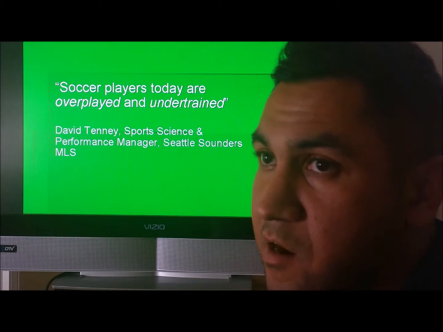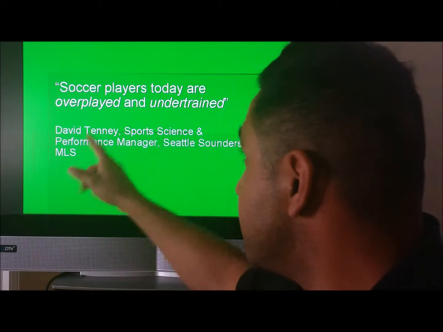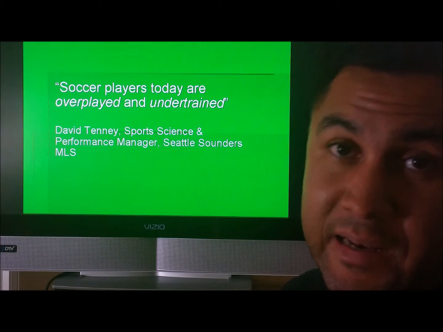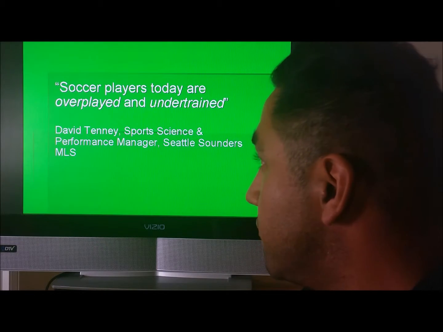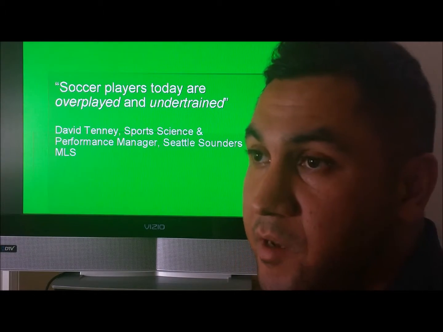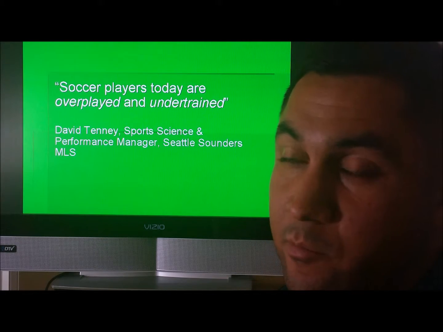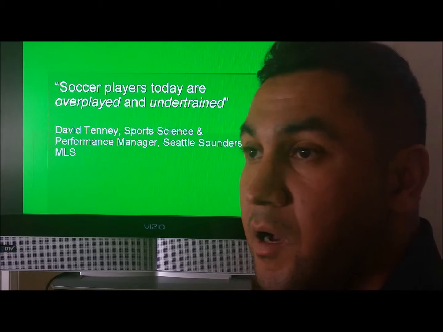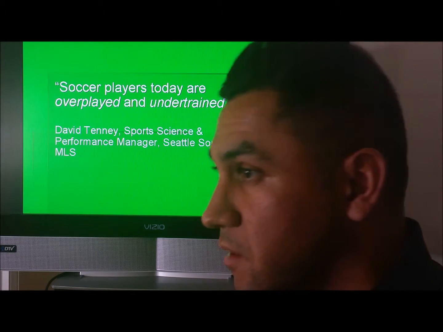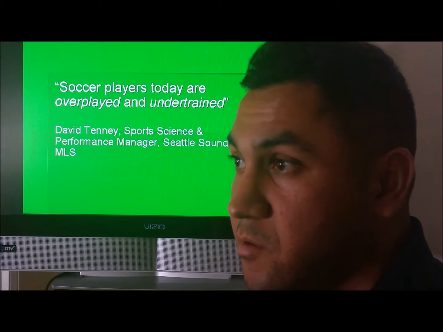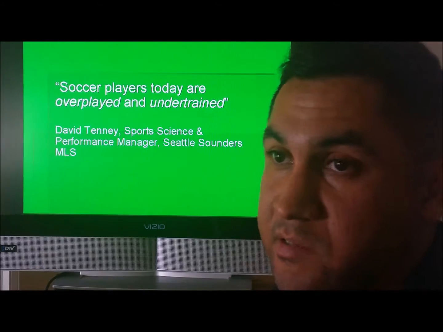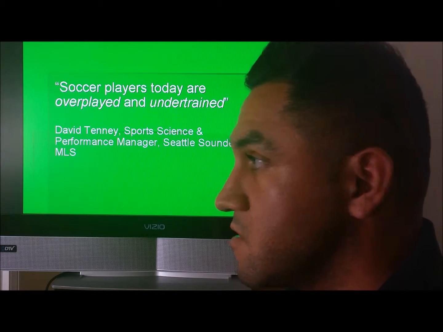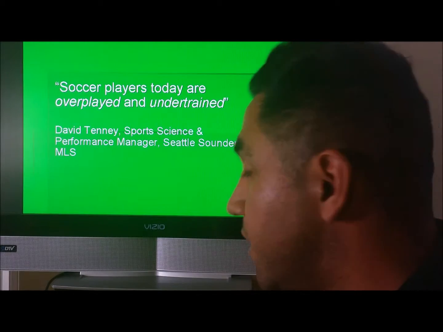But his assessment of soccer players, which is completely true today, is that soccer players today are overplayed and undertrained. So with that said, there's less time spent in the weight room than there should be. Working on flexibility, strengthening the imbalances. Soccer players are one of the weakest athletes, so those things need to be addressed.